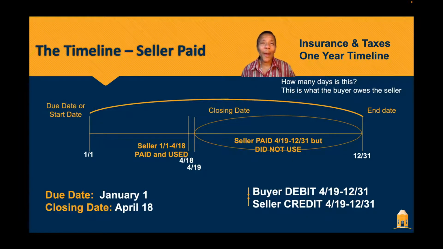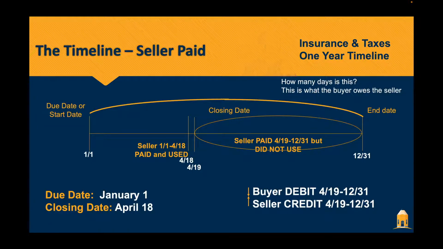We call that a debit. Anytime your account is going to go up, we call that a credit. So think about it. The buyer is going to be debited for 4/19 to 12/31. What are we going to do? And then take that money and give it right to the seller's pocket. And so the seller is going to be credited for that same period of time.